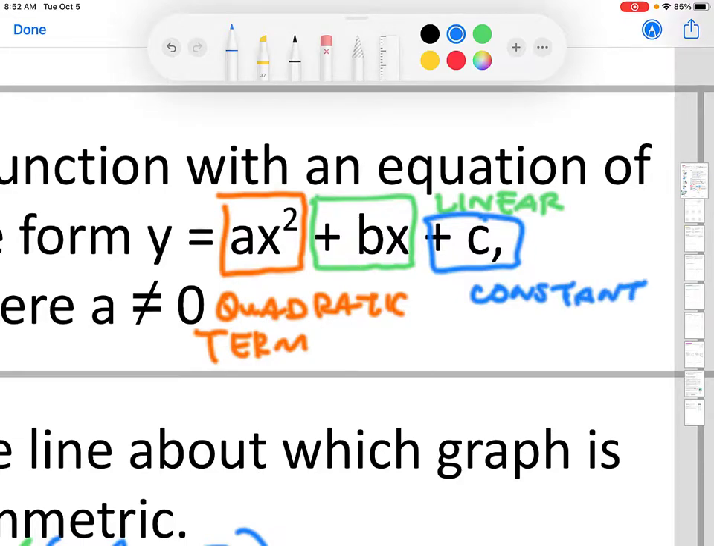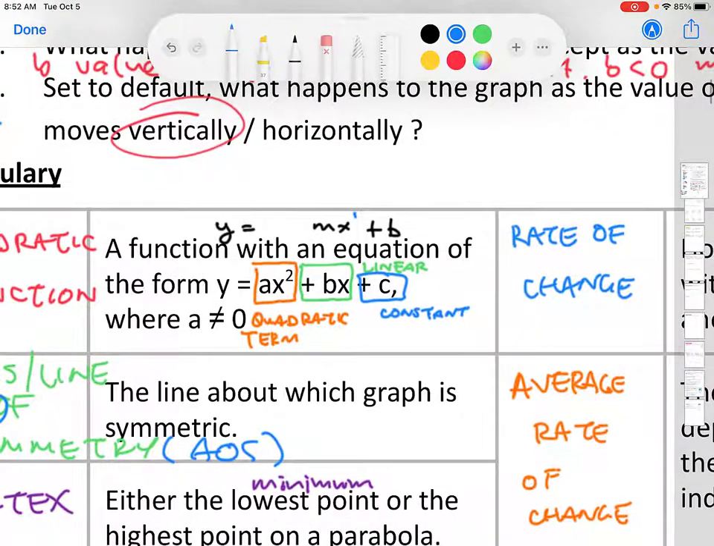Now, I do want to bring up some previous knowledge. You learned back in linears y equals mx plus b. And what's confusing is that b was the y-intercept. Now the y-intercept is the c in quadratics. M was the slope, in front of x just to the first power. But I just want you not to confuse the b values.